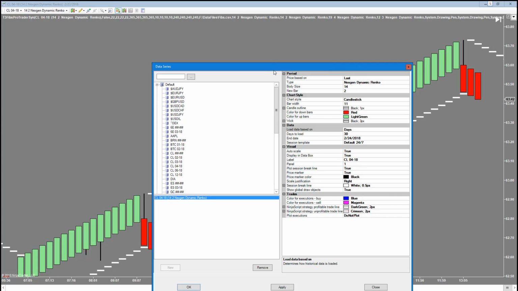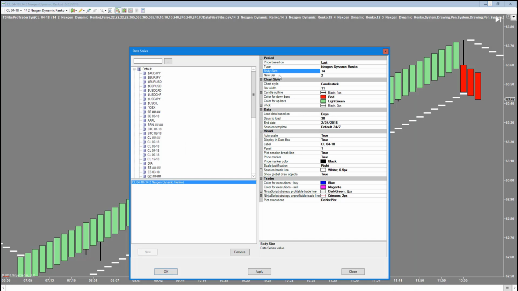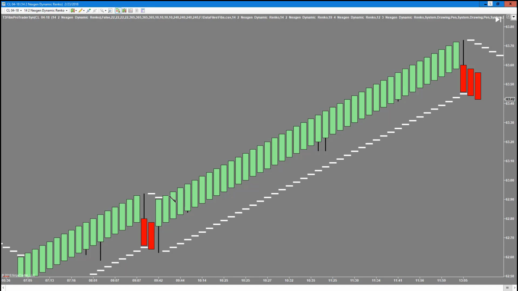And the only thing that you're going to really concern yourself with is, and again, we've already set up the size of the bar, but you'll see here on the input, body size equals 14 ticks, and then 2 ticks to make a new bar. Now what that means, and you'll see pretty easily from looking at the chart, is the body size of every one of the bars is exactly 14 ticks. So we have a very, very symmetrical bar.